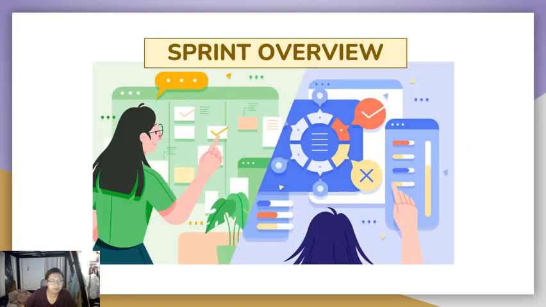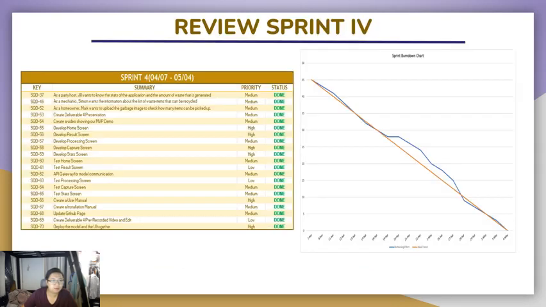Next, I'll also be going over our sprint overview. First, to look at our burn down chart for sprint 4, we can see the effort and trend line are very close together, so we were able to stay on track for the last sprint.